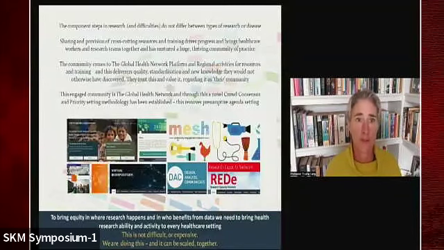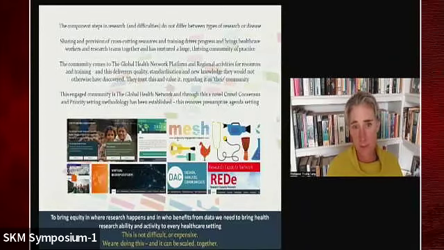So just to finish off, we know that the component steps in research and difficulties that occur don't differ between the type of research or even the disease area. And if we work better to share cross-cutting resources and training, then we can drive progress much faster, and we can nurture teams and drive really impressive research teams that can become independent, win grants, and become internationally competitive researchers in their own right.